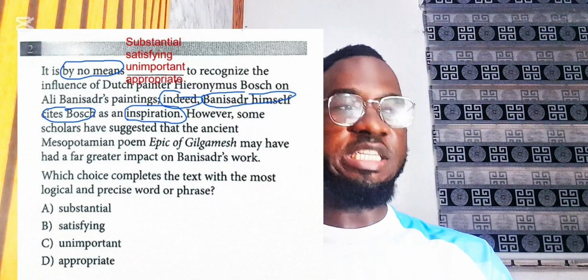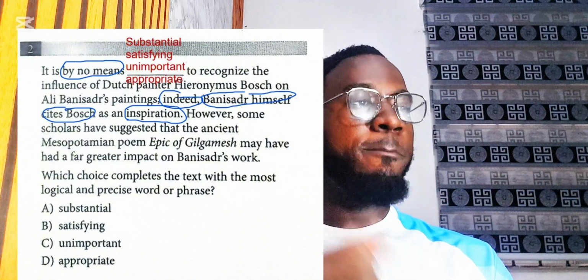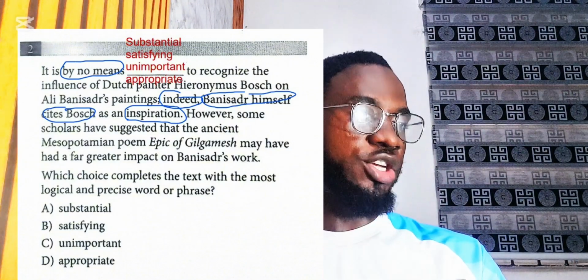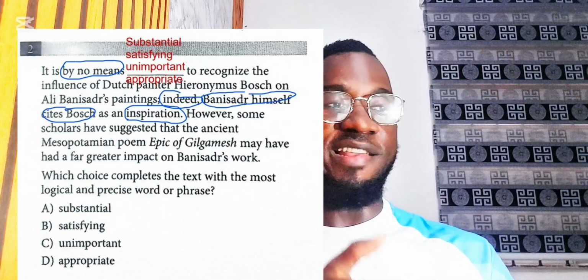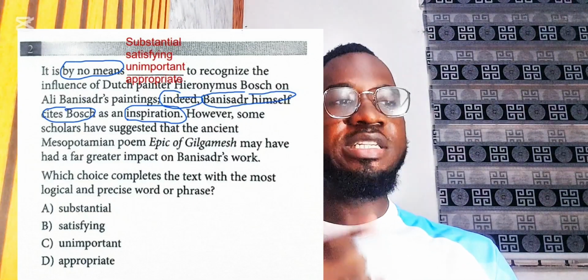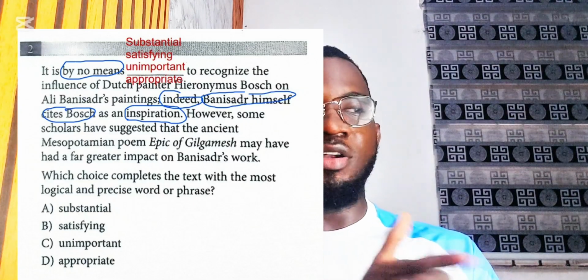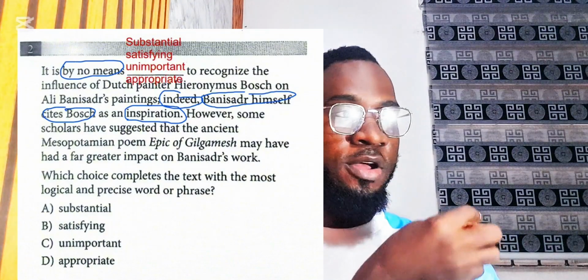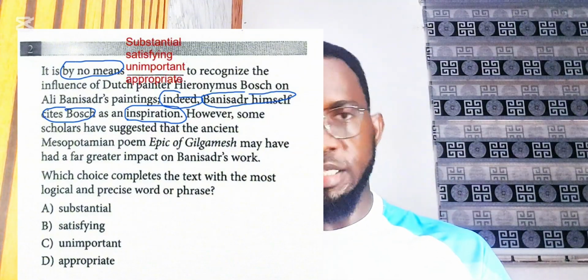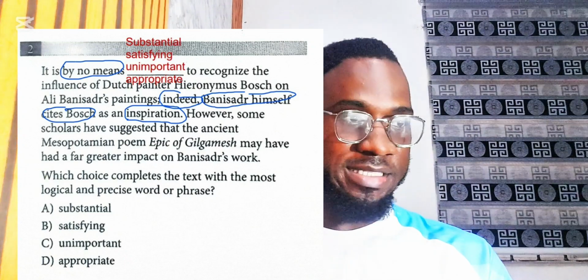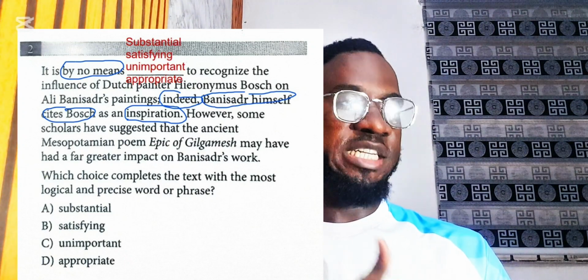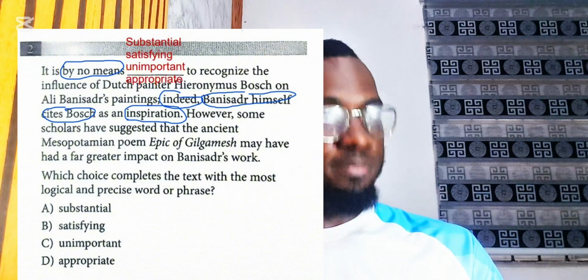Now, we have indeed. So let me explain this some more. Banizda himself cites Bosch as an inspiration. Now you see, if Banizda himself cites Bosch as an inspiration, you cannot say it is not substantial to recognize the influence of Bosch on Ali's painting. So this is wrong. It contradicts the text. Let's try the other one. It is by no means satisfying. In other words, it is not satisfying.